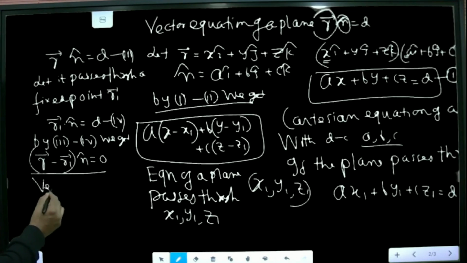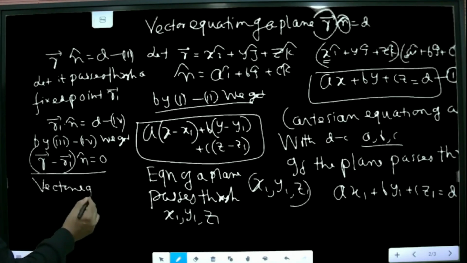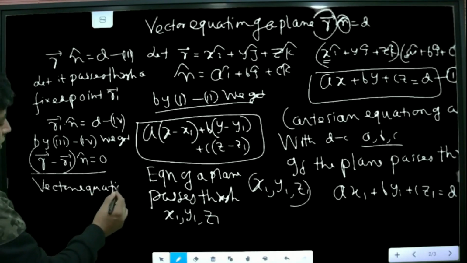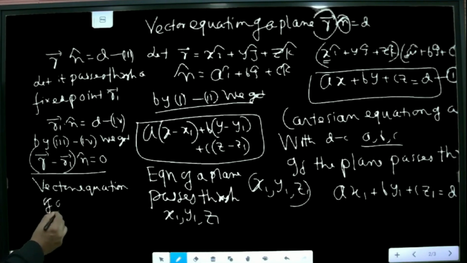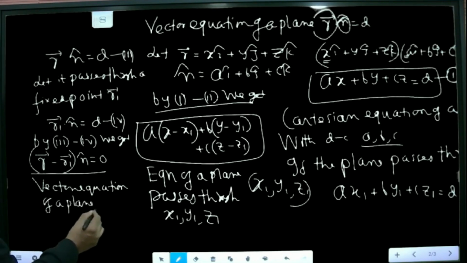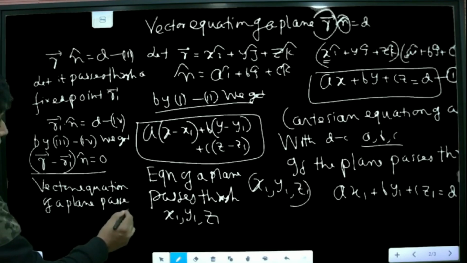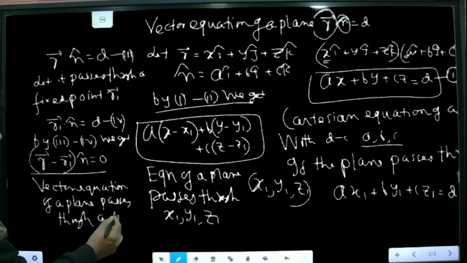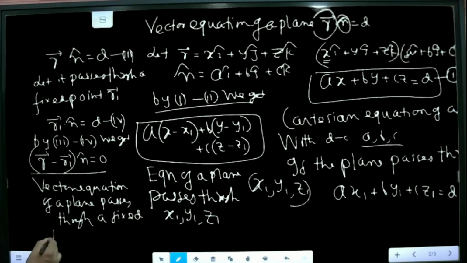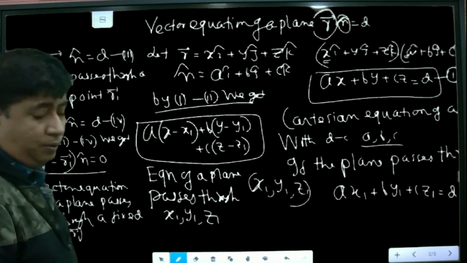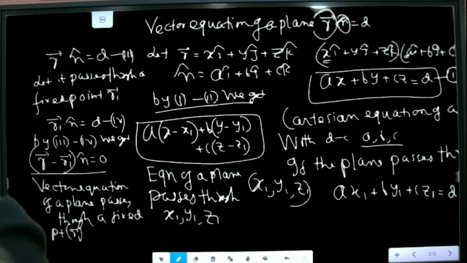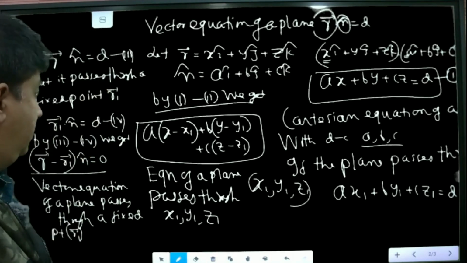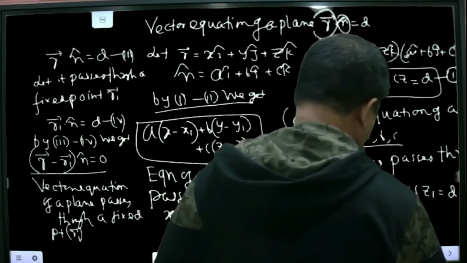That is the vector equation of a plane passing through a fixed point R1. Hope you could follow. So that is a basic level property, but important. Hope you could follow.